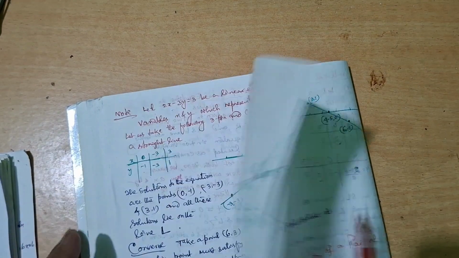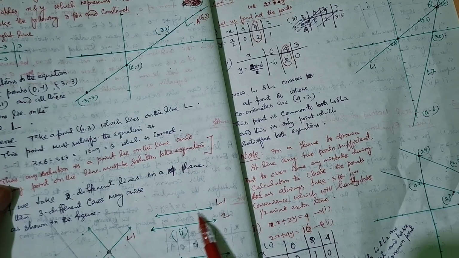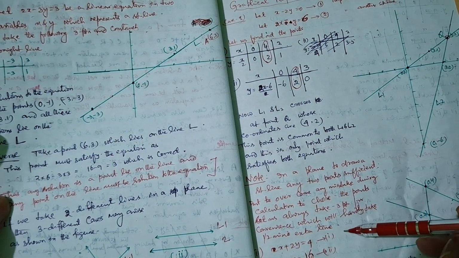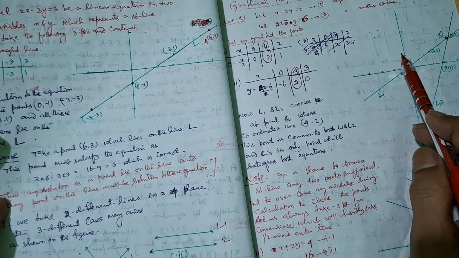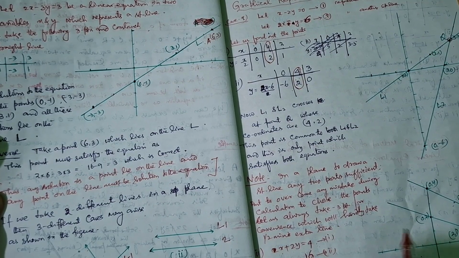I have told you that there are 3 cases: they may cross, they may be parallel, or they may be the same. So 3 different questions are taken and constructed with a graph, and practically you are verifying this through the graph.